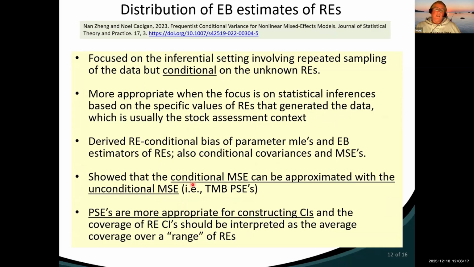Next paper, we looked at what we call frequentist conditional variance, where we condition on specific values of the random effects.